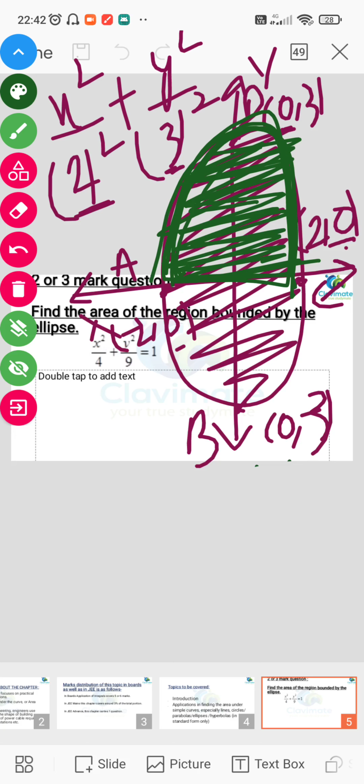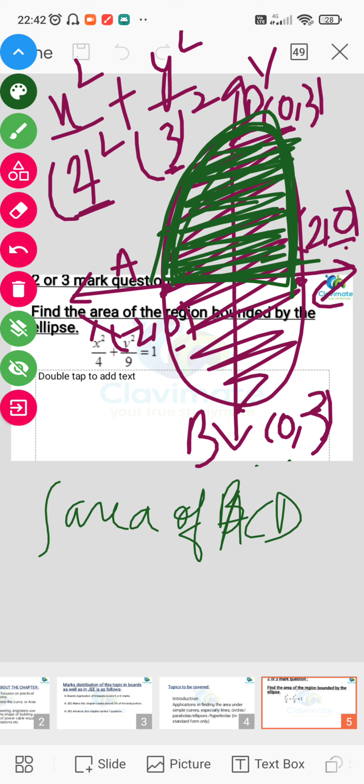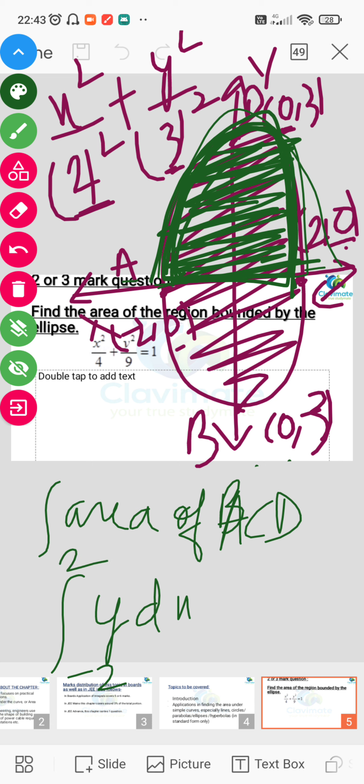Okay, we have to find the area of ACD. Okay, so what is the area of ACD? We know how we write it. We write it as the integral of y dx, and what is the range of this? This is from minus 2 to 2, right? So the area of portion ACD is the integration of y dx from minus 2 to 2.